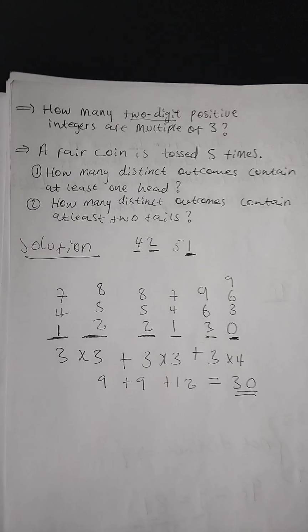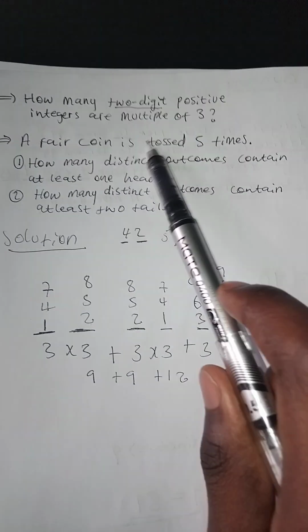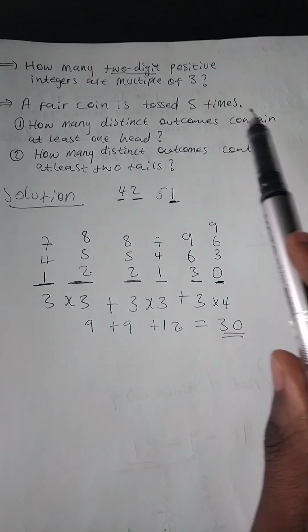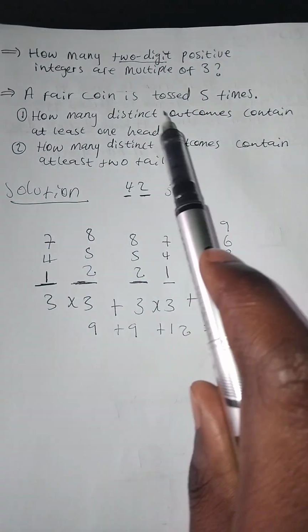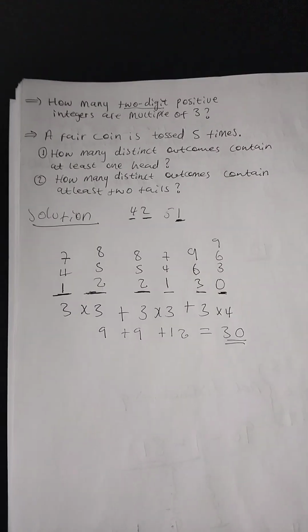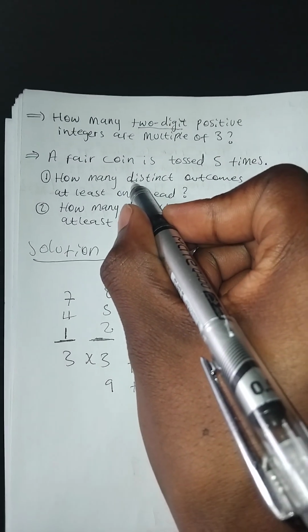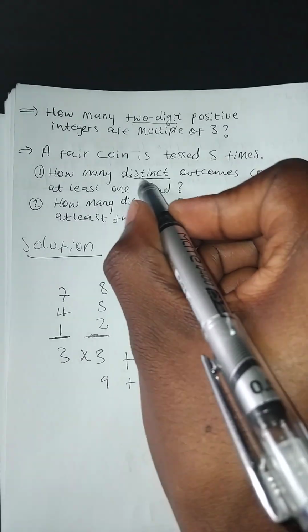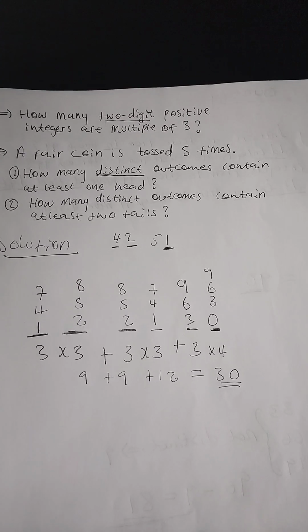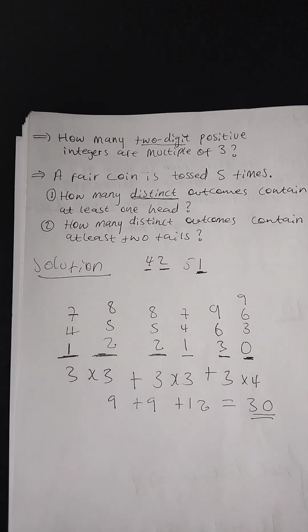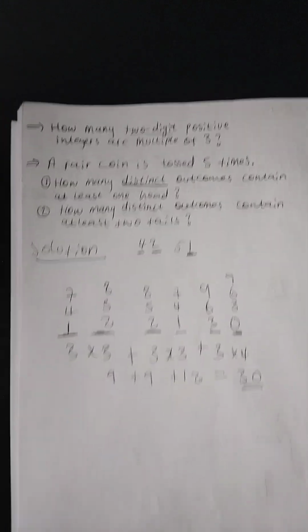The next question says that a fair coin is tossed 5 times. Then they ask how many distinct outcomes contain at least one head. So they have to be distinct. At this rate, we've been seeing this word too many times. I believe you all now understand what the word means. Distinct means that they are different. How many different outcomes contain at least one head, isn't it?